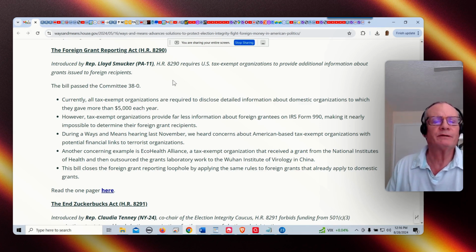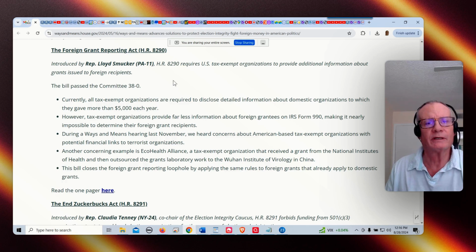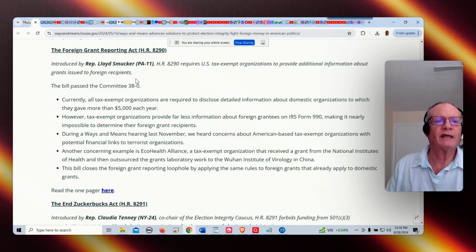Now, keep in mind that these are not passed into law yet. These are just bills that are coming out of committee, and they still have to be debated and passed by Congress. But it seems likely that these will be passed in some form or another. Okay. First, Foreign Grant Reporting Act.